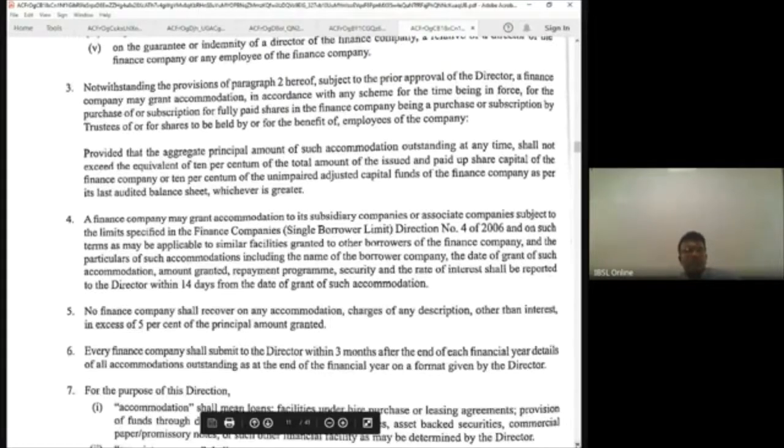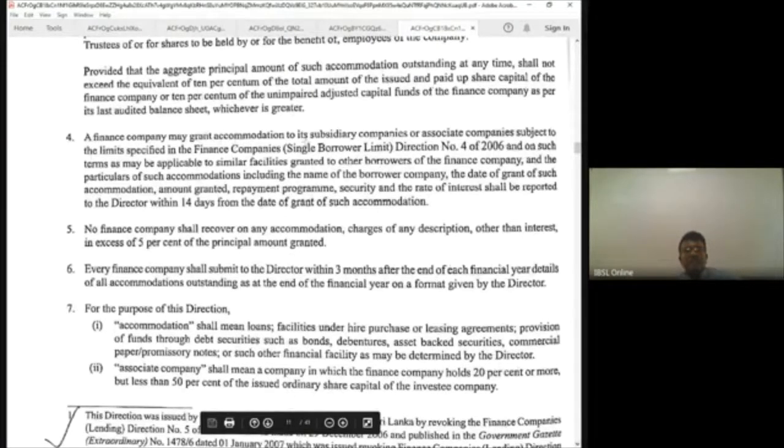Number four, the finance company may grant accommodation to its subsidiary companies and associate companies, subject to its single borrower limit. No finance company shall recover on any accommodation charges of any description other than interest in excess of 5%. Every finance company shall submit to the director within 3 months after the end of each financial year details of all accommodations outstanding at the end of the financial year, in a format given by the director.